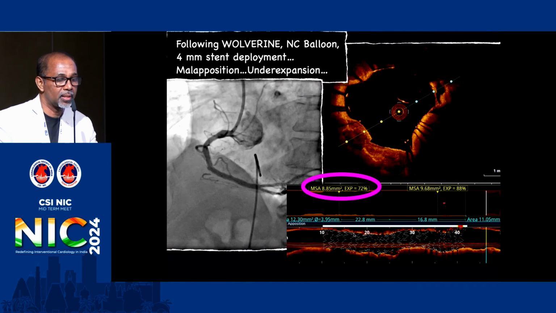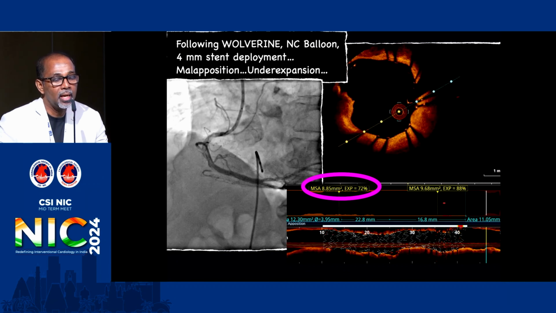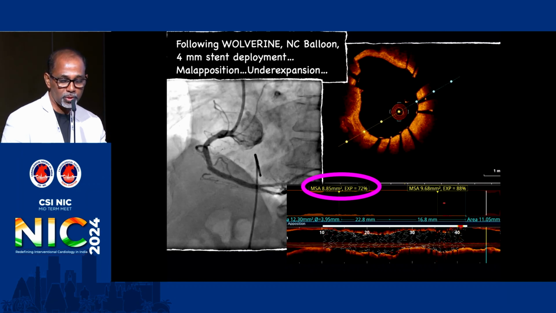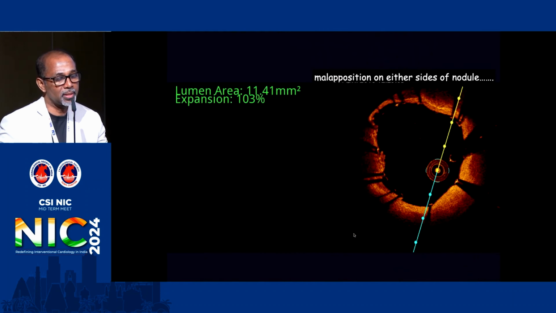Then we went ahead with dilatation and stent implantation. An OCT run was done again. After that, you could see that there was a significant amount of malposition and some amount of underexpansion.